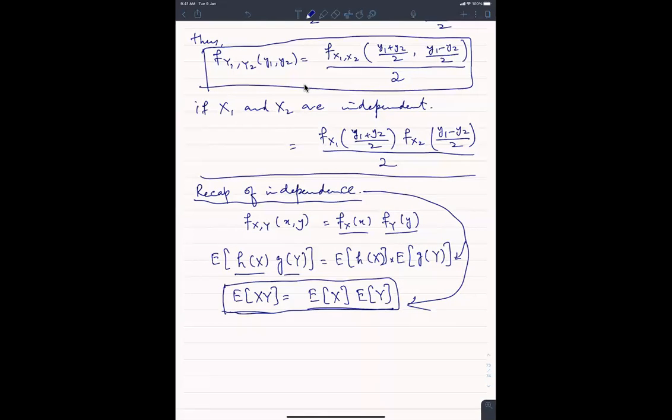Similarly, any function of x, any function of y can be written as expected value of that function of x multiplied by the expected value of that other function of y.